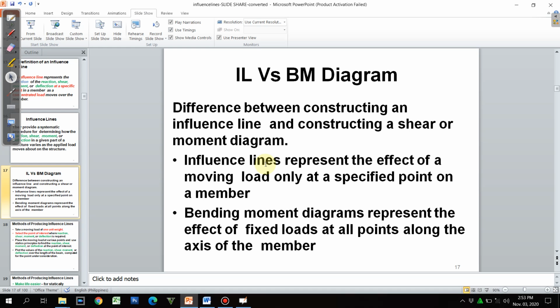So if you're concerned with the reaction at B, the influence line only represents the reaction at B alone. It does not represent any other reaction on the beam, such as the reaction at A. So it represents a certain point only, a specific one. So for bending moment diagrams, it is the effect of the fixed load at all points along the axis of the member.